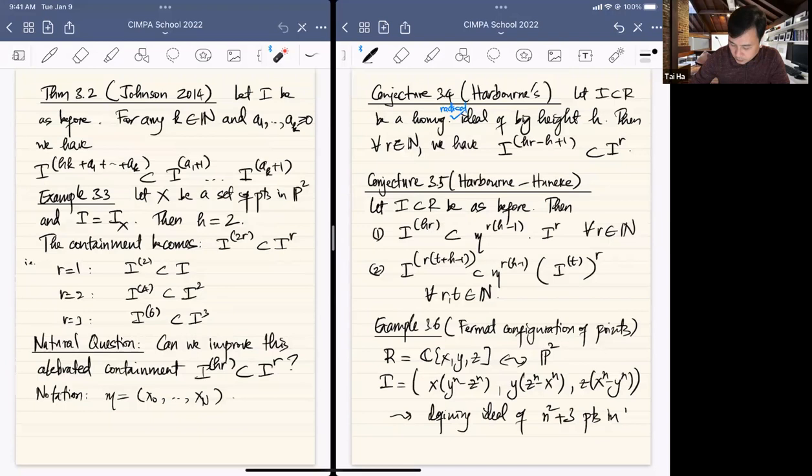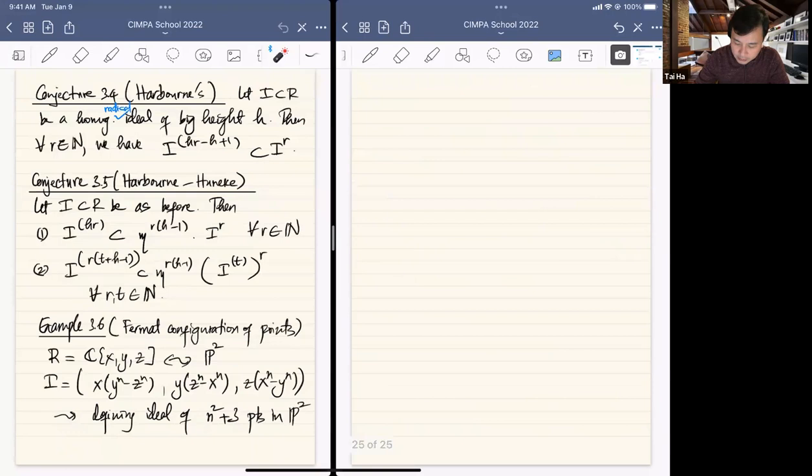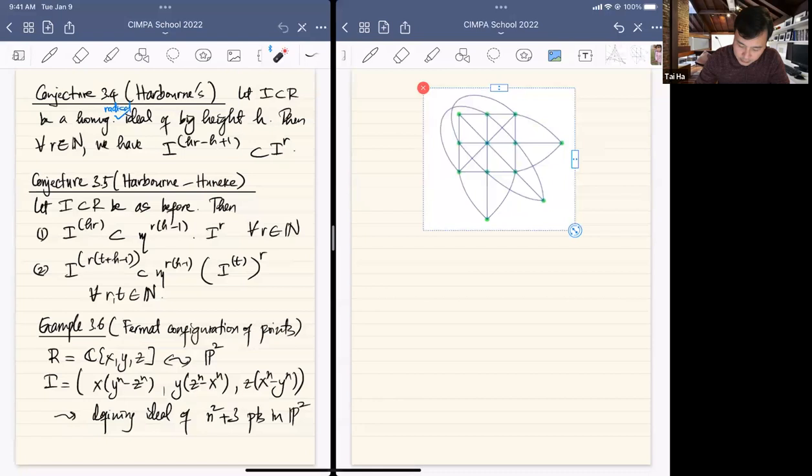So let me give you an example of what this configuration looks like. This is how it looks when n equals 3. This is a Fermat configuration of 12 points. You have 12 points, 9 of them here, and then 3 here. And what you can see is that there are lines going through 4 points. Even though it looks kind of curvy, those are lines. So you get a lot of lines going through 4 points, and the 12 points are the intersections of 3 lines. This is what the Fermat configuration looks like.